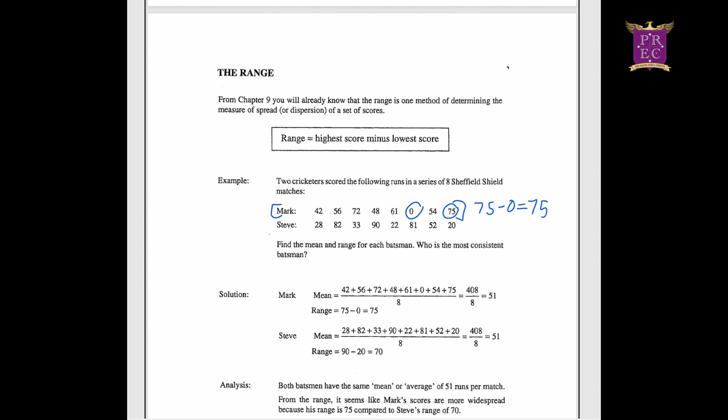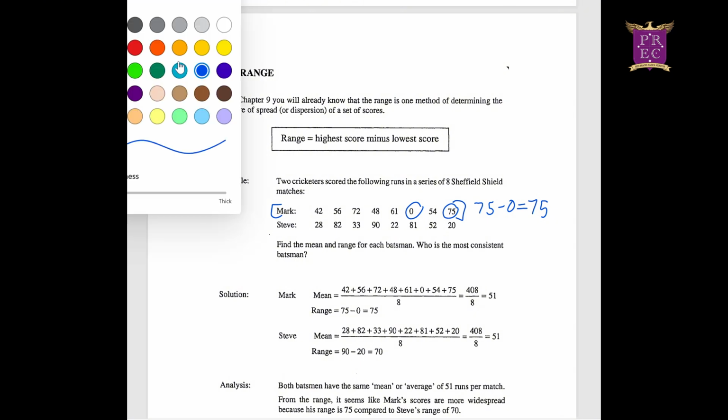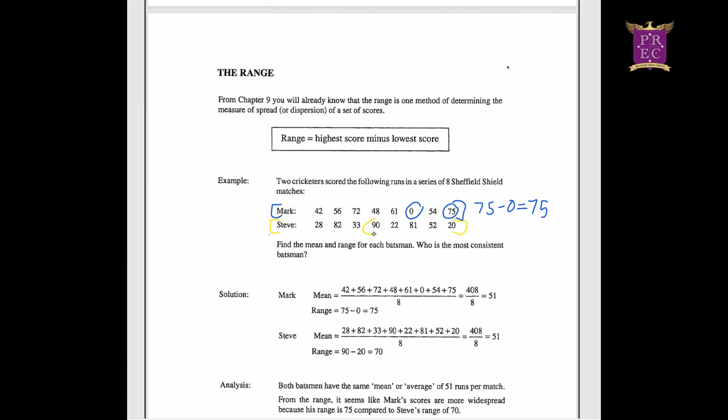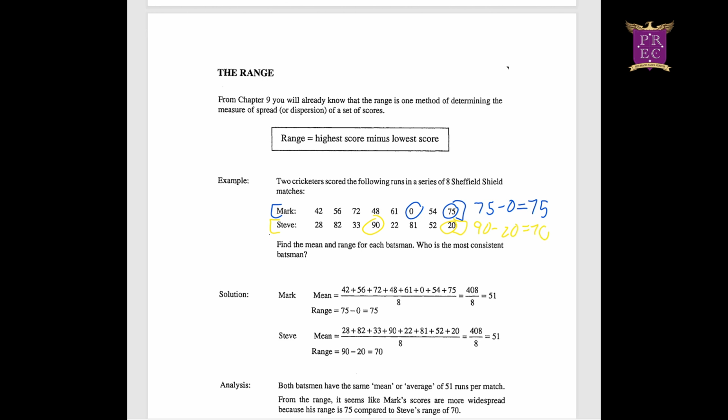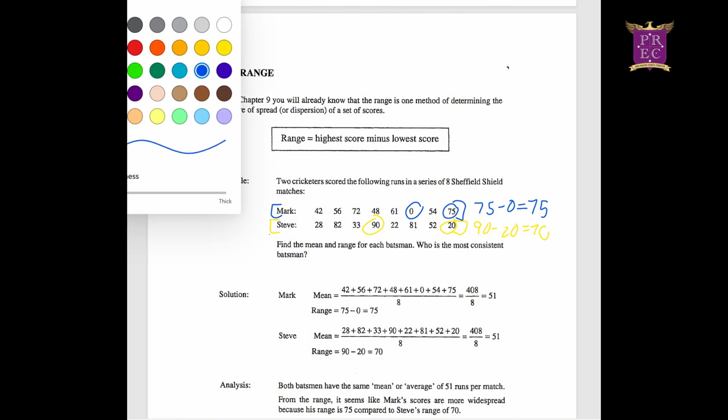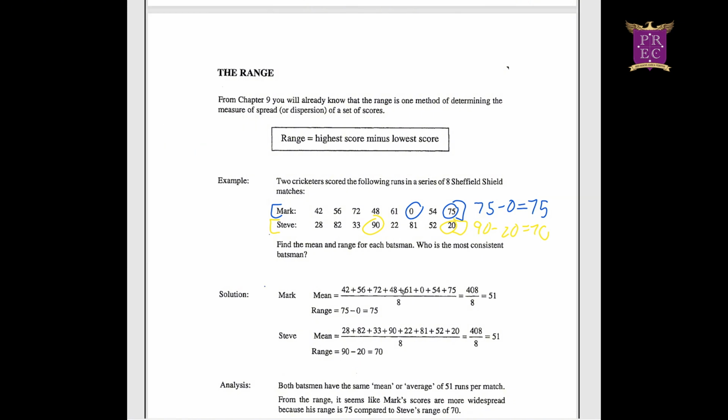Let's do Steve. What's the highest score here? It will be 90. And the lowest score, 20. So the range for Steve is 90 minus 20, which is 70. And that's it. And they've done mean as well. To do the mean, what you need to do is add up all the scores and divide by the number of scores. So 1, 2, 3, 4, 5, 6, 7, 8. That's what they've done. 408 divided by 8 gives us 51. Okay. And they've done the same for Steve. It's 408 divided by 8, which gives us 51.